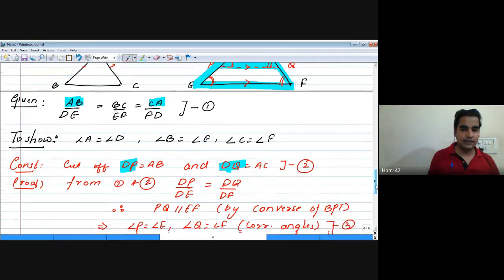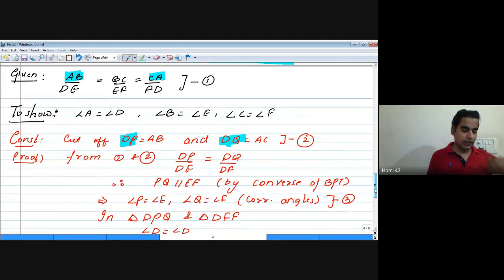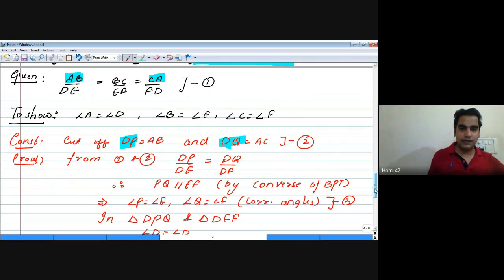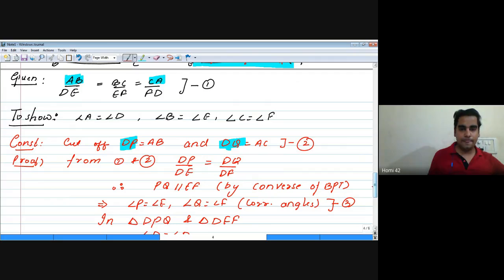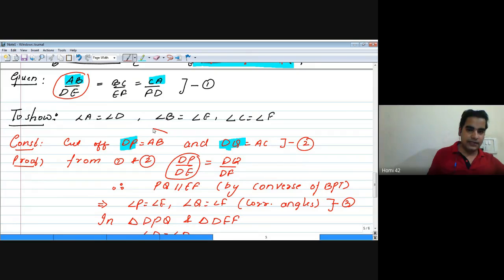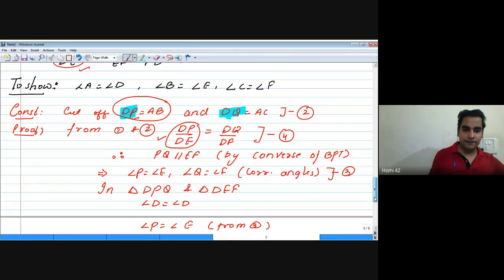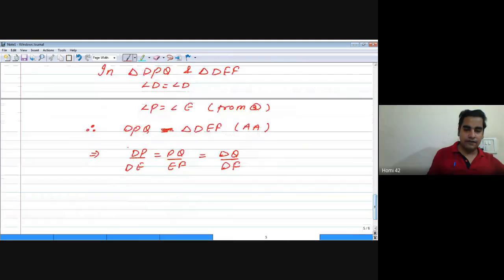Is that clear, guys? Because we have to now relate two or more results and see how we can relate them. Look, AB upon DE is same as DP upon DE, isn't it? Because AB is equal to DP. And this DP upon DE is equal to PQ upon EF, right? Let me call this 5.